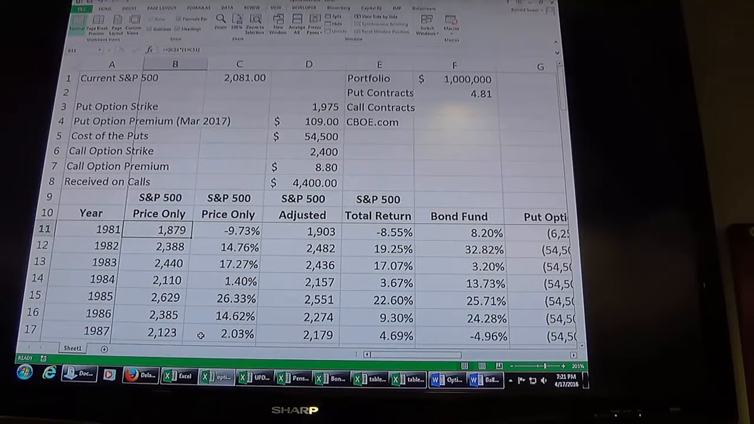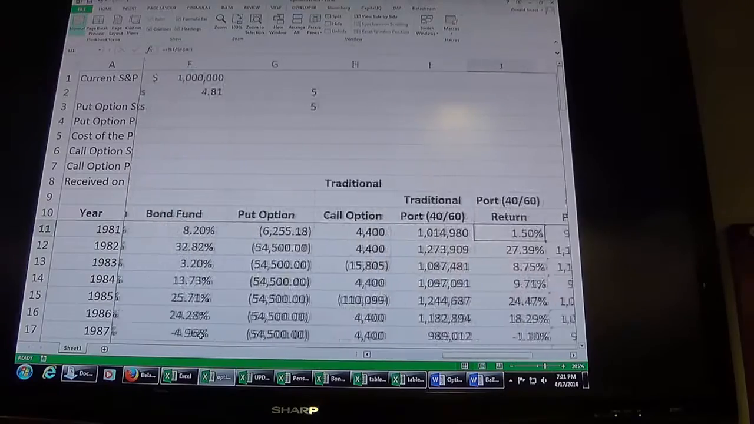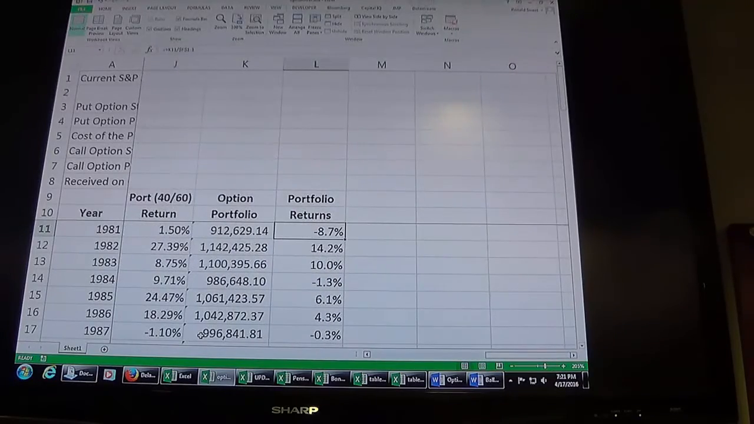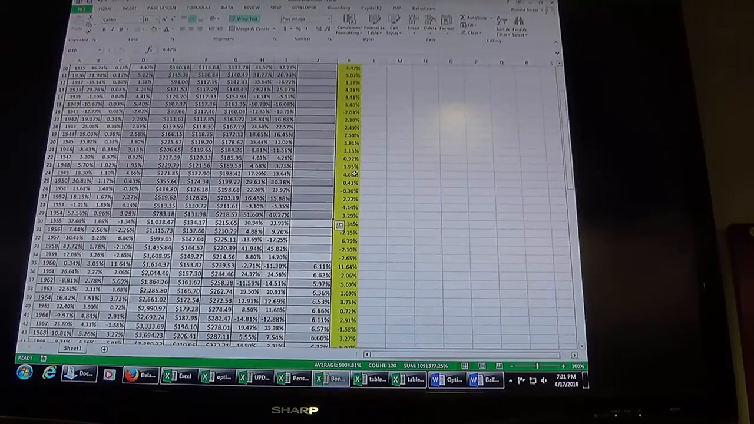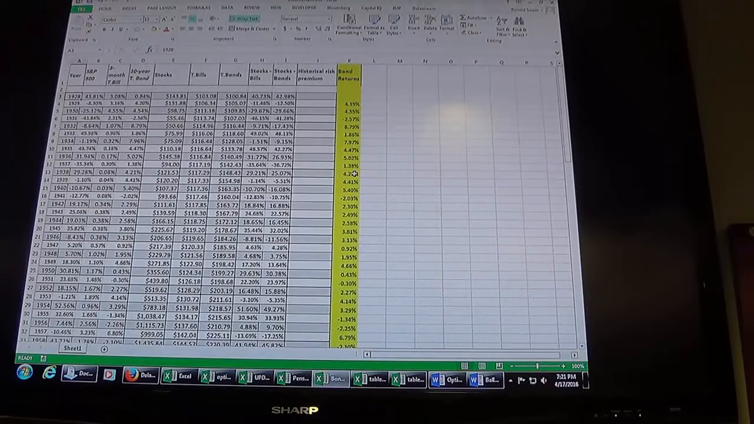All right, so that's it. It's not looking too great because we have the 80s and 90s in there. I should have taken it back to the 70s. And you could, if you wanted to. There's no reason why you've got to start in 1980. I gave you bond returns back to 1928, so you can go back pretty far.